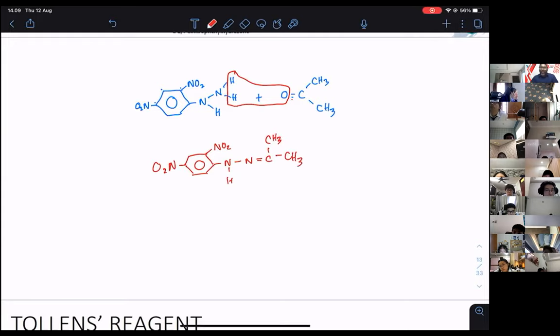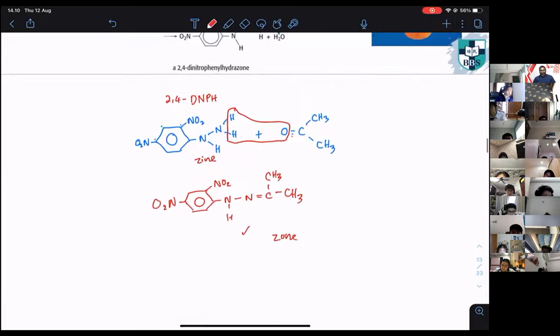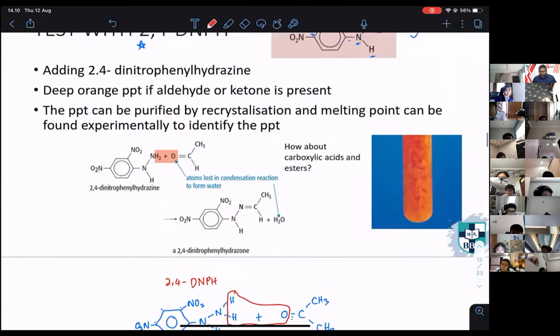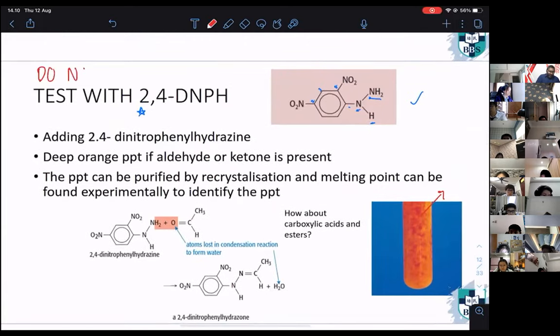So if the previous one is called 2,4-dinitrophenylhydrazine, do remember in your exam you can use the short form, DNPH, no need to remember. Normally they don't ask you to name this, but it is 2,4-dinitrophenylhydrazone, ends with zone, that is, zine becomes zone. If this happens, you are going to have a deep orange precipitate. Now, this deep orange precipitate, do remember, you do not need to heat. It will happen immediately. You keep it for a while.